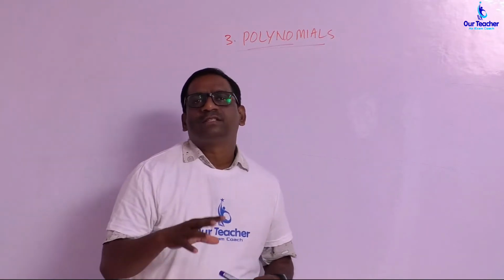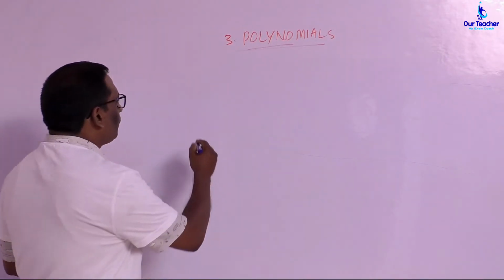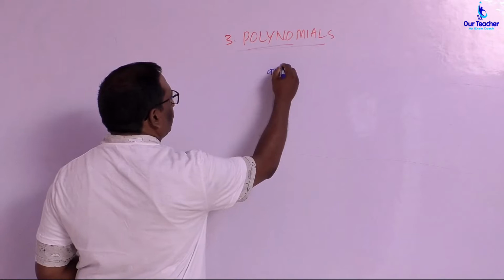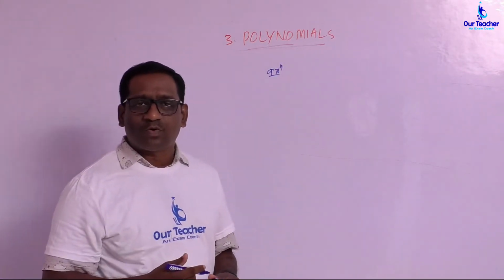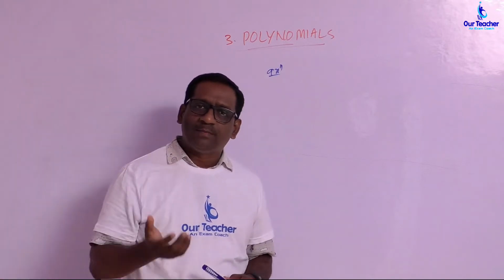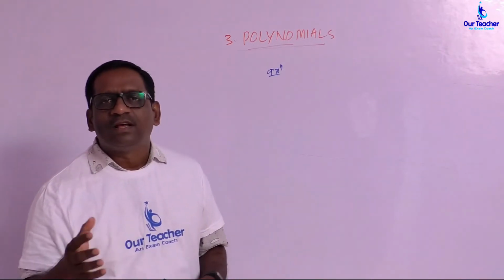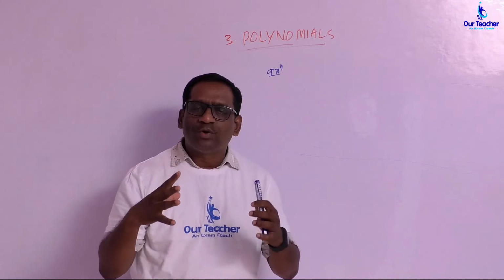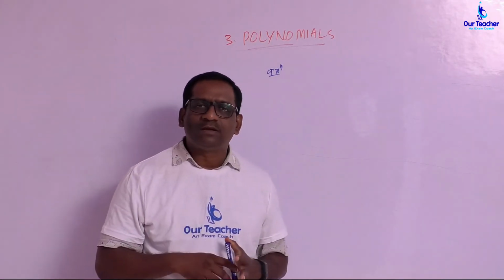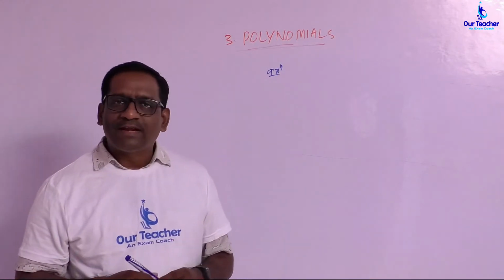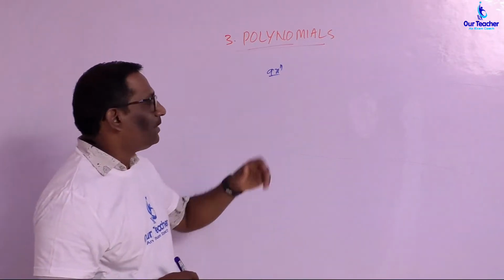That means some elements will be in the form of a into x power n, such as x cube, ax cube, bx square, cx cube, like that. All these elements, if you club together or add together, are called a polynomial. A polynomial is a sum of a finite number of elements which are in the form of a into x power n.